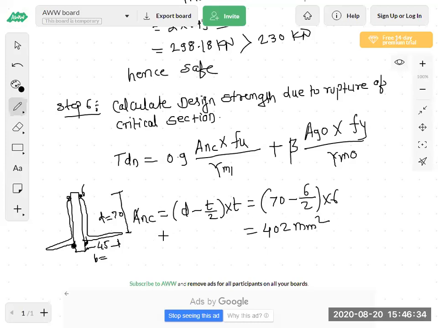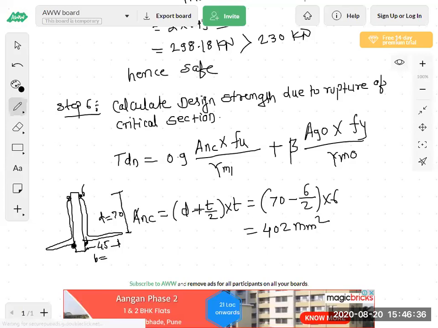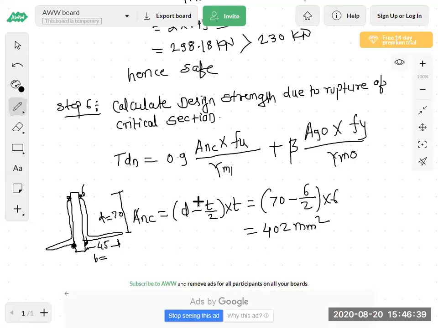Some of these steps are very important. If the bolted connection is there, what formula will be used? Here only we have to deduct the n into d_h. But this is the welded connection, so a hole is not there. So n into d_h will not come. Only this d minus t by 2 will be there.